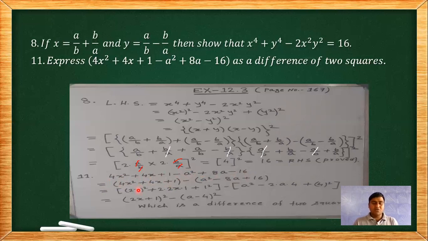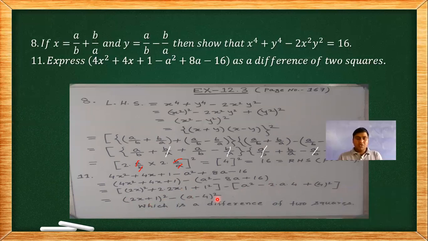Now 4x² equals (2x)², and 4x equals 2 into 2x into 1, and plus 1 equals 1 square. And minus a² minus 8a equals minus 2 into a into 4, and plus 16 equals 4 square. Now this is (2x)² plus 2 into 2x into 1 plus 1², the formula of (a plus b)². So this is (2x plus 1)². And from this, a² minus 2 into a into 4 plus 4², a² minus 2ab plus b², this is the (a minus 4)² formula. So now this is equal to (2x plus 1)² minus (a minus 4)².